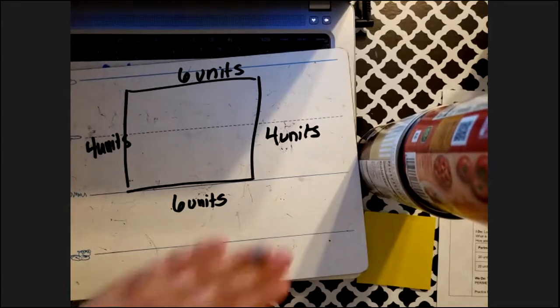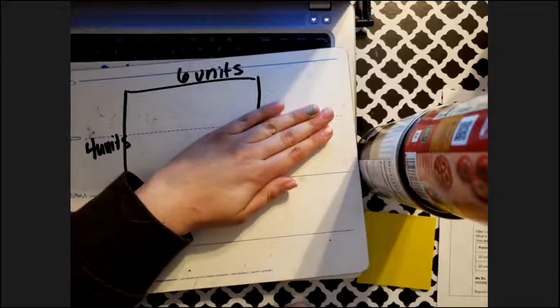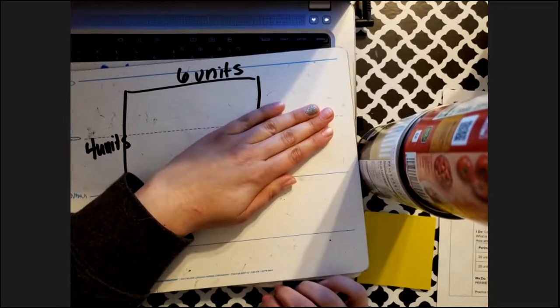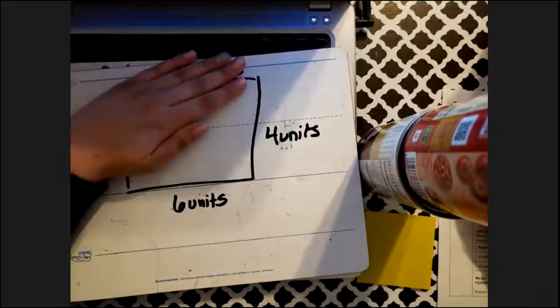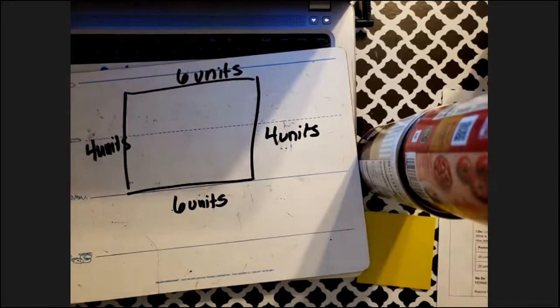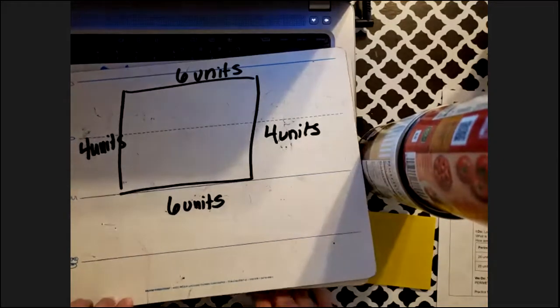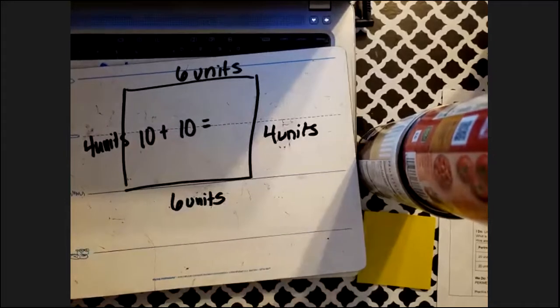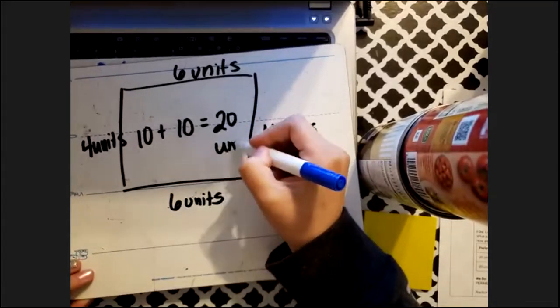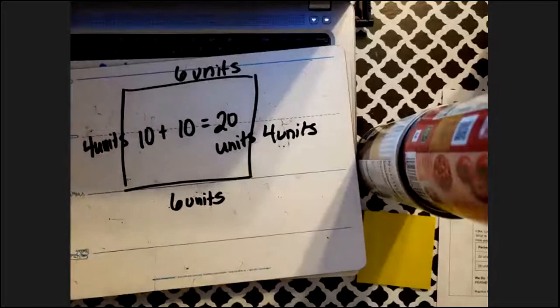So if you only look at 6 plus 4, which was what? Show me with your hand, what's 6 plus 4? Daniela showing me, Felix showing me, Javaris, Christian, it's 10. Then if I do 6 plus 4 again on this side, that is also 10. So then if I do 10 plus 10, it's going to give me 20, which we know is the perimeter of this rectangle.